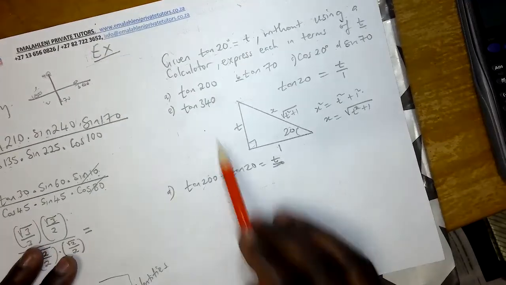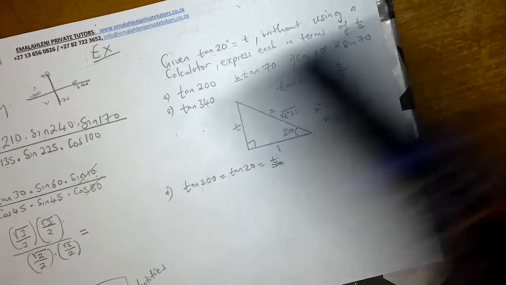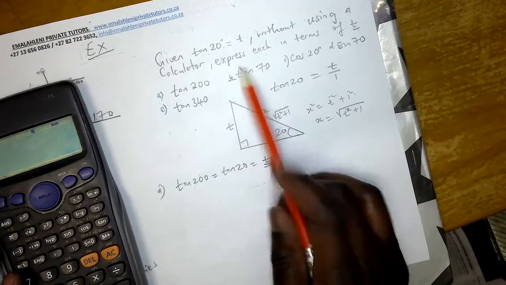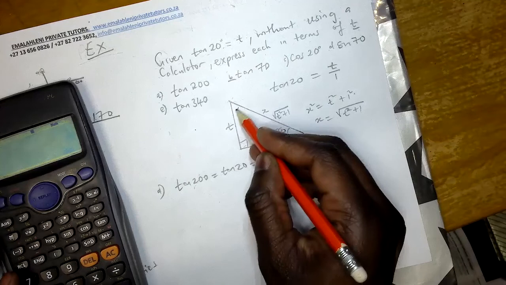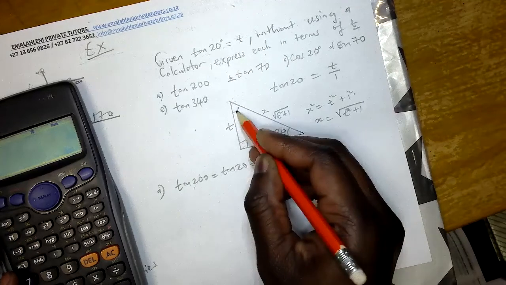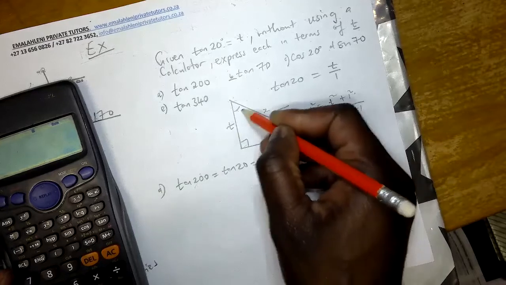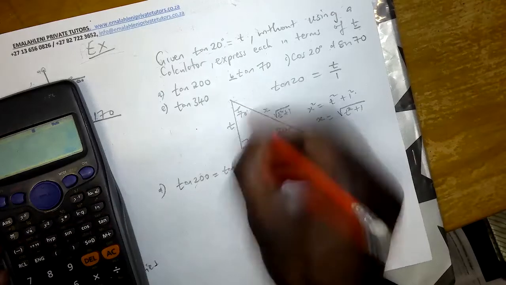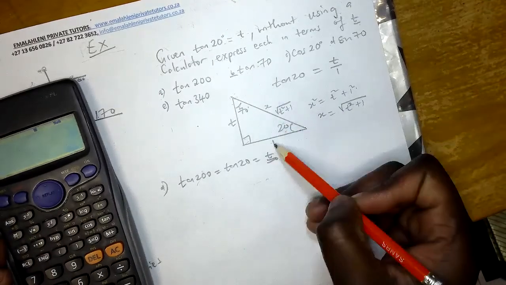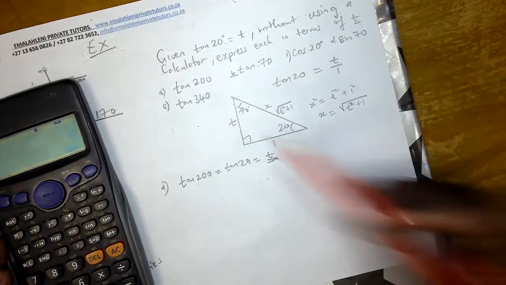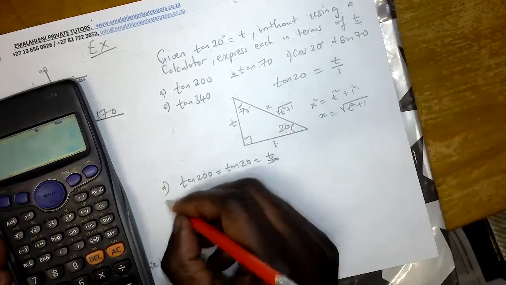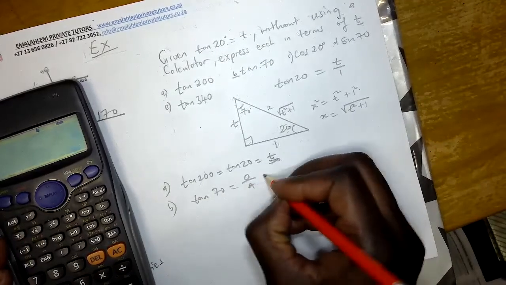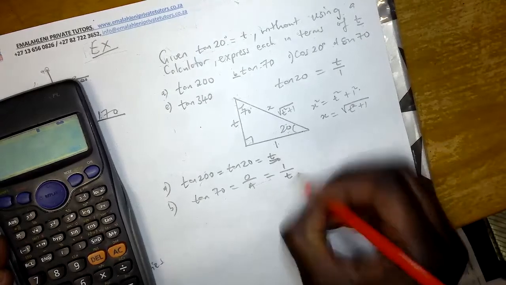Okay, now let's move on to tan 70. But what is 70 to us? What do we know about 70? This angle here, we say 90 minus theta, because remember, interior angles of a triangle add up to 180. So we say 90 minus 20, we get 70. So this one is actually 70. Tan 70 is opposite over adjacent. What is our opposite to 70? 1 over t. We get our answer, we move on.